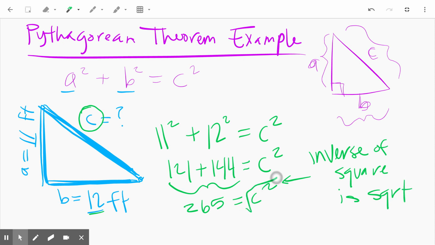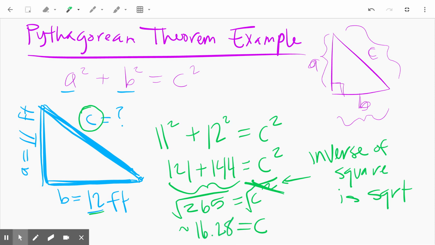So I'm going to take the square root of this side to cancel that out. But if I do that, I also have to take the square root of this side of the equation. So again, those two cancel out. I'm left with C on this side. And then if I take the square root of 265, I'm going to get approximately 16.28.